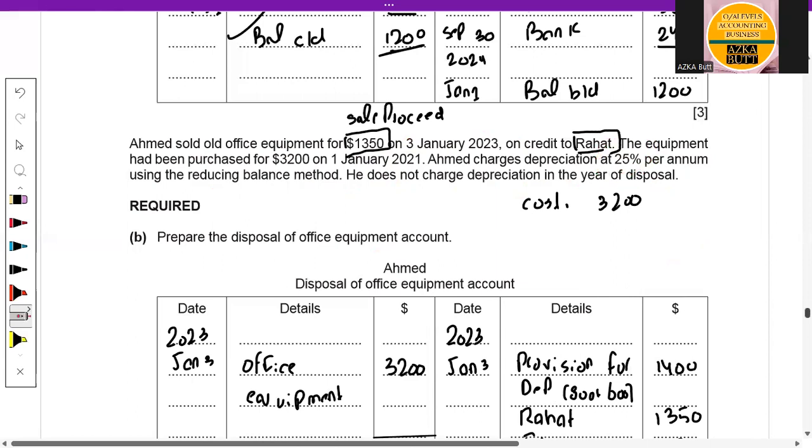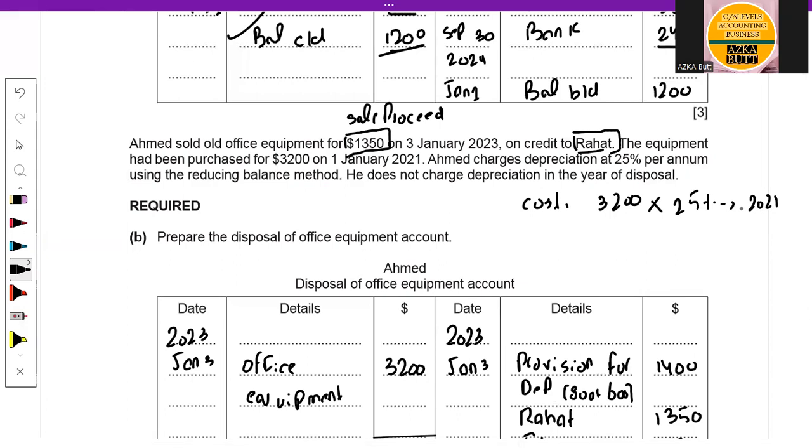First of all, we need to find out its depreciation. So 3,200 is its cost, multiplied by 25%. This is the depreciation for 2021. So 3,200 multiplied by 25% divided by 100, so this is 800. This is the depreciation for 2021.